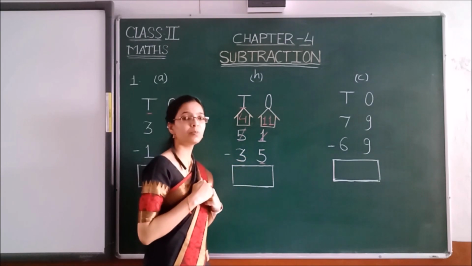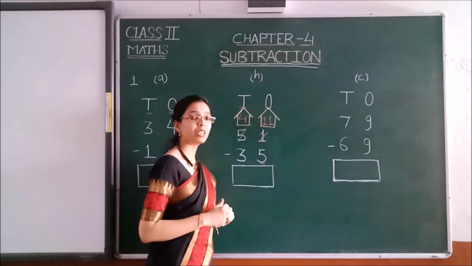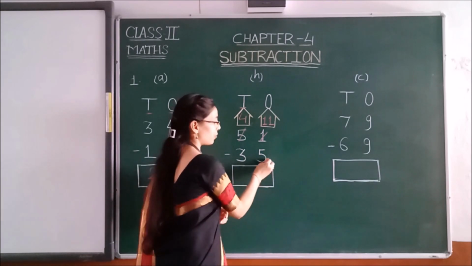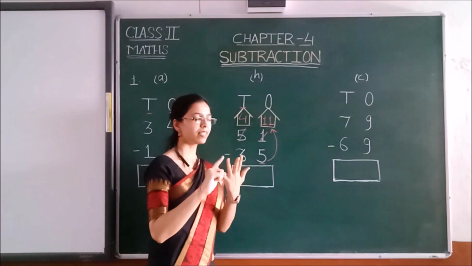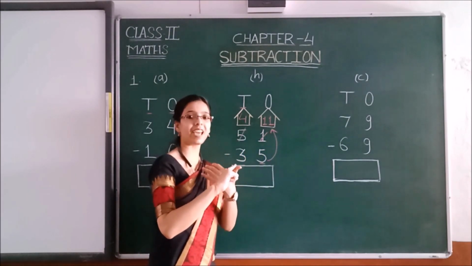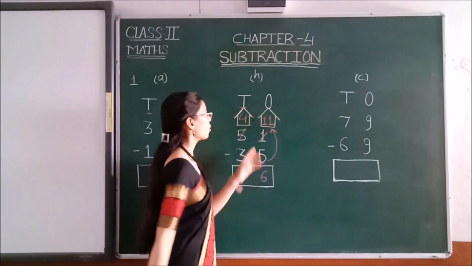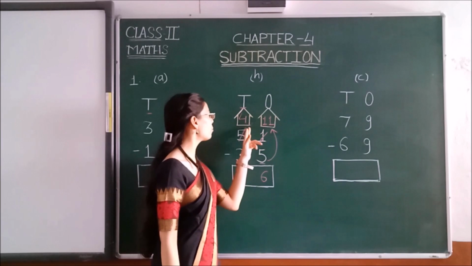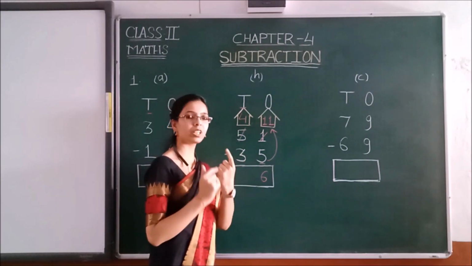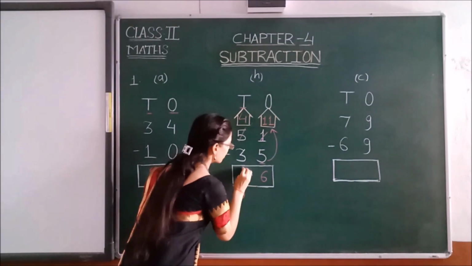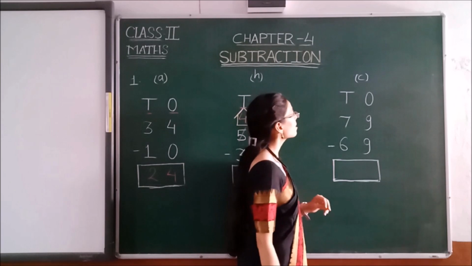So how will you do it? See, we will do reverse counting. After 5, we will count till 11. Count it. 6, 7, 8, 9, 10, 11. How many? 6. Now, move to the tens place. Which number is here? 4. 4 minus 3. 1, 2, 3. How many fingers are left? Only 1.